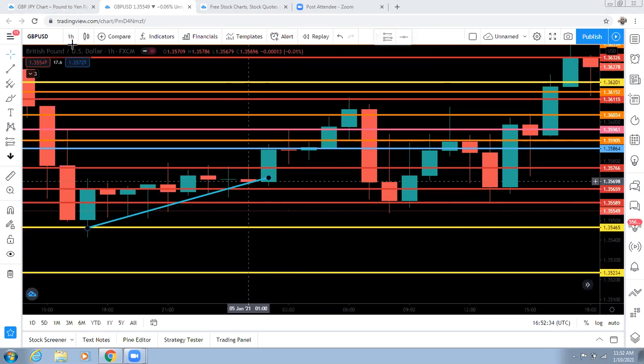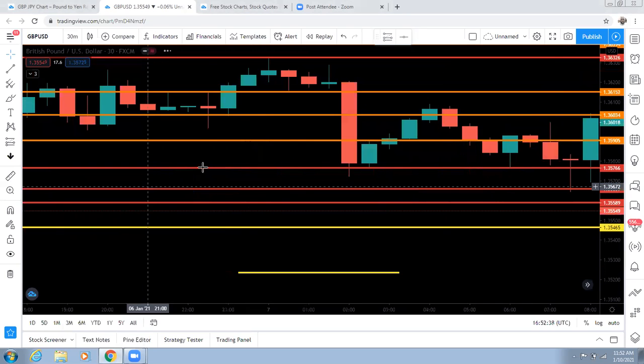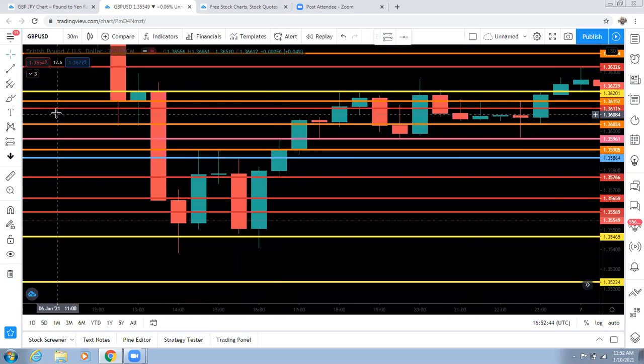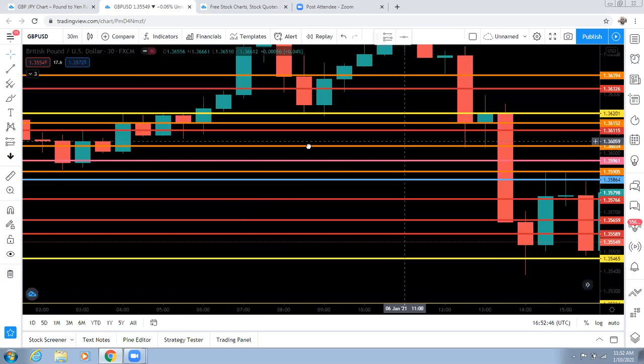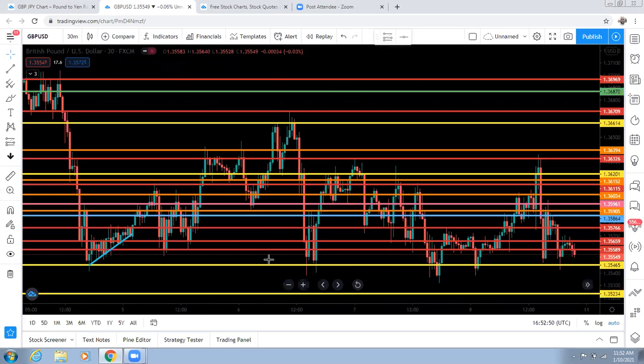So let's go down to a lower time frame. Let's go to the 30-minute. And let's look for that line. Let me tighten the chart up and look for it. Hold on one second. There's the line. All right.